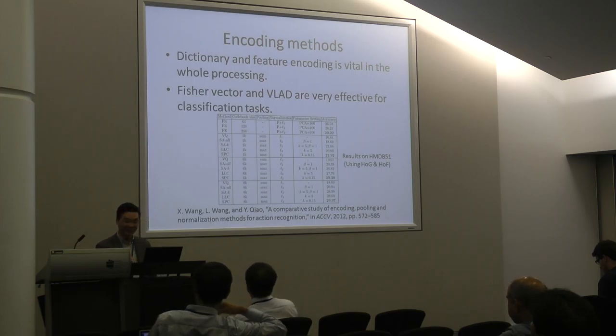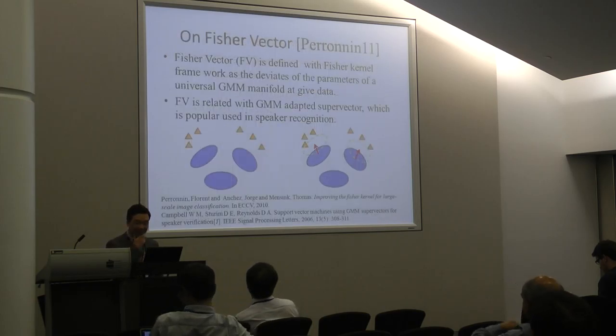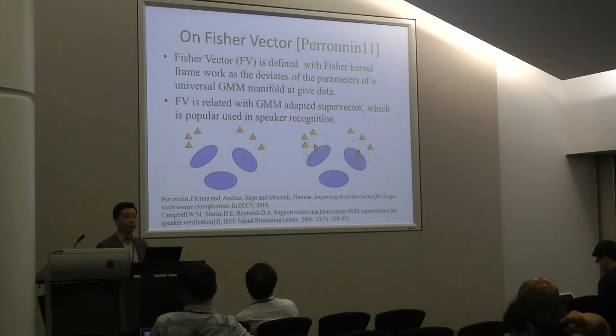That's the key relation. And first, there are some comments on Fisher vector. Fisher vector, you know, is defined with the Fisher kernel as a derivative with respect to the parameters of the universal GMM, computed at a given set of local descriptors.